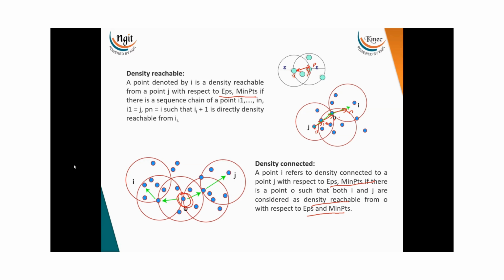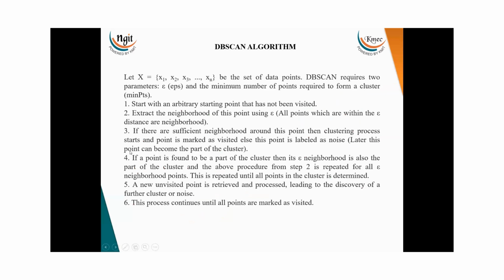Now, let's see about the DBSCAN algorithm, a density-based algorithm. Let us consider there is a data set with some x1 to xn points. As we already discussed, DBSCAN requires two parameters, which are epsilon as well as the minimum number of points. First, we need to identify the values of epsilon and minimum number of points to be considered. Next, we'll start with any node, and then we'll identify the neighborhoods of that node, which are present within the epsilon.